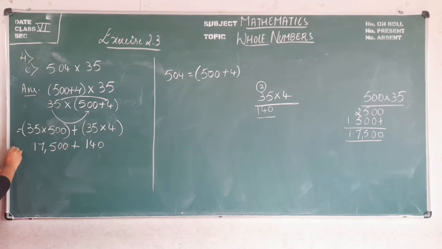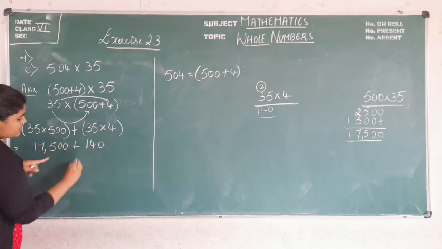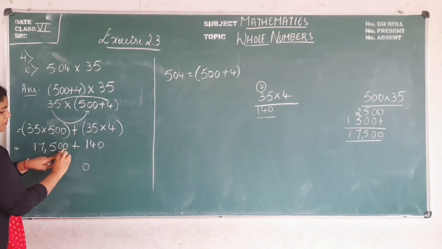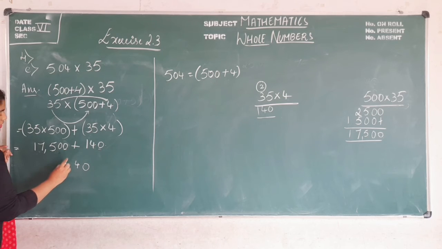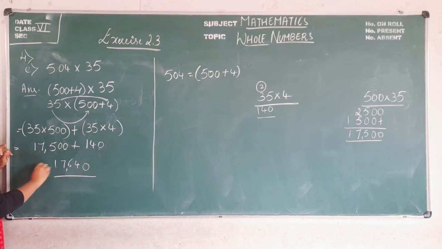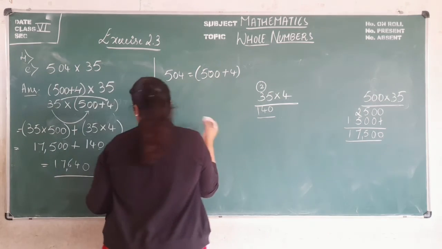Yes, we have plus sign in between, so we have to add. So when we add 17,500 plus 140, in the ones place we are adding 0. So 0. What is 4 plus 0? 4. What is 1 plus 5? 6. Then 7, 1. So we got 17,640.